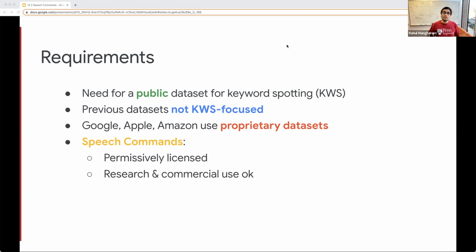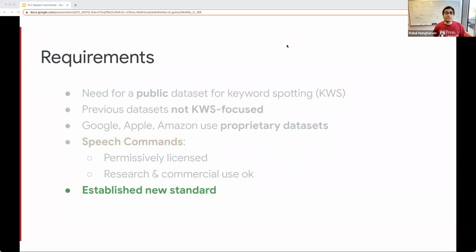The goals were to make sure that the data being collected was permissible for distribution, be it for research, education, or commercial purposes. So there are some of the fundamental requirements over here. Ultimately, if you meet these fundamental requirements, a data set can then become a new standard. Speech commands today is effectively the de facto standard for keyword spotting applications. And we'll see how that's actually affected how we do things.